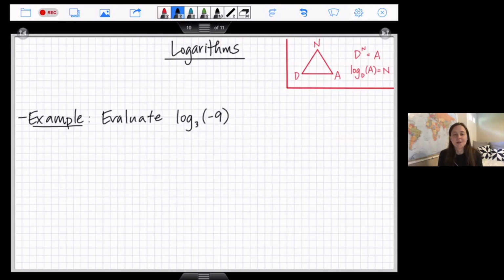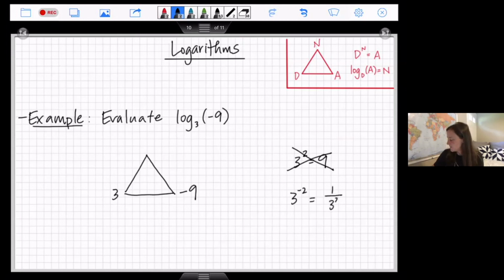Last one, log base 3 of -9. This one's tricky. So let's draw our triangle. So let's see, 3 to the what is equal to -9. Okay, so the first thing that pops into your head is probably 2. That's not going to work because that would give me +9, doesn't make it negative. So you might be thinking maybe -2. But that just creates a fraction, right? That doesn't make anything negative. That would give me 1/9. Okay, that's not what I'm looking for. And even if you try like a fraction 3 to the 1/2, that tells me a square root, right? That's equal to the square root of 3.